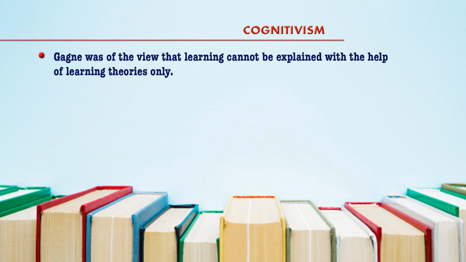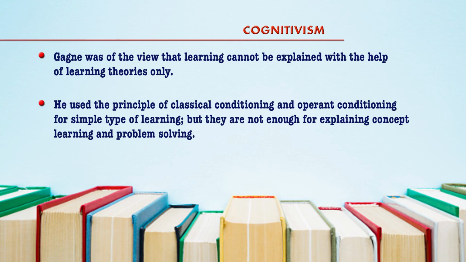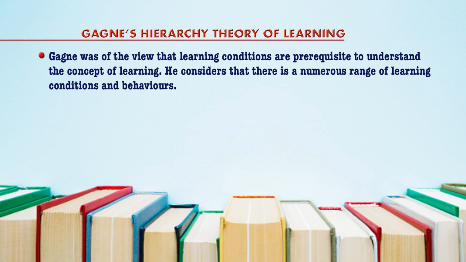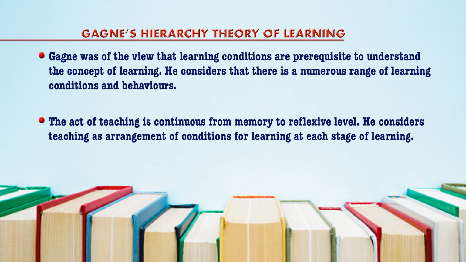So, keeping all these stages in mind, Gagne was of the view that learning cannot be explained with the help of learning theories only. He used the principles of classical conditioning and operant conditioning for simple types of learning, but they are not enough for explaining concepts like learning and problem solving. So, Gagne was of the view that learning conditions are a prerequisite to understand the concept of learning. He considers that there is a numerous range of learning conditions and behaviors. So, the act of teaching is continuous from memory to reflexive level.